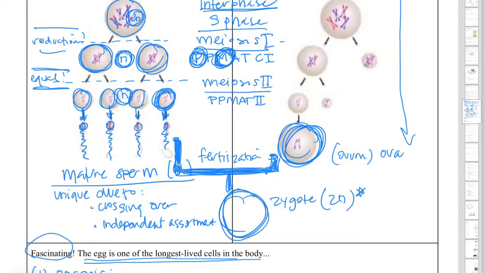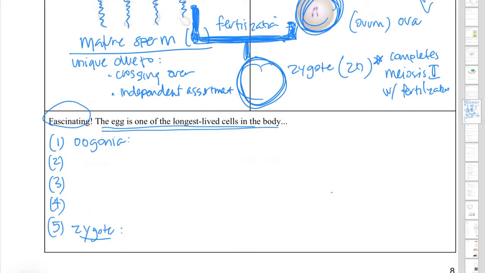And the reason I put that there is because the process of meiosis in the oogonium actually completes when the sperm fertilizes the egg. So we'll even write that here now: completes meiosis 2 only with the advent of fertilization.